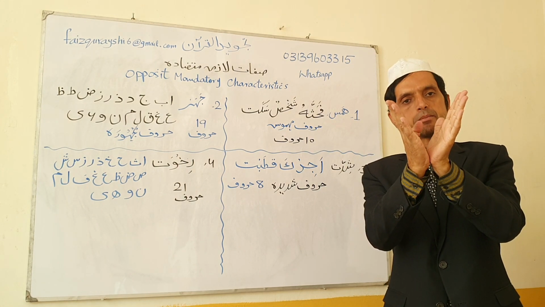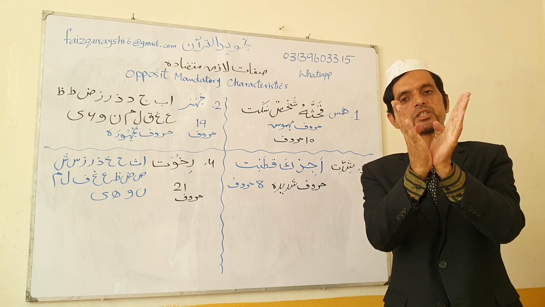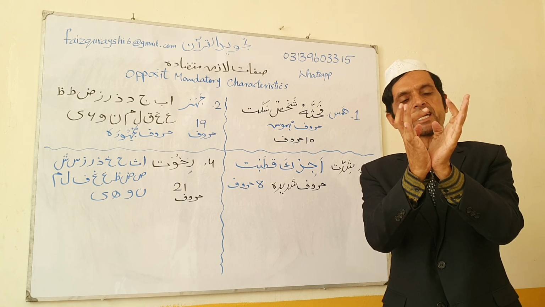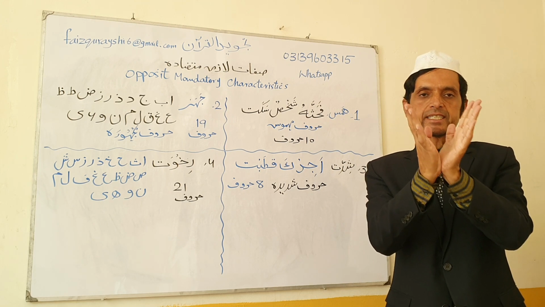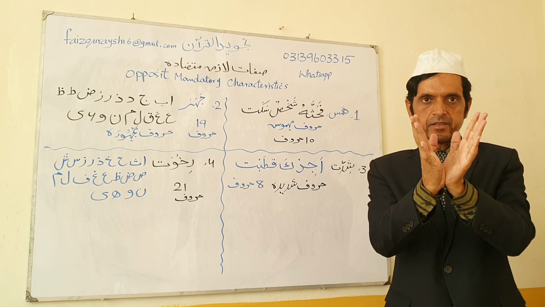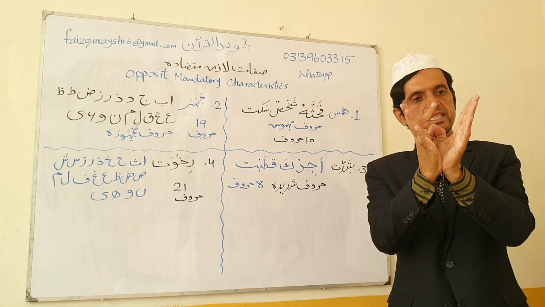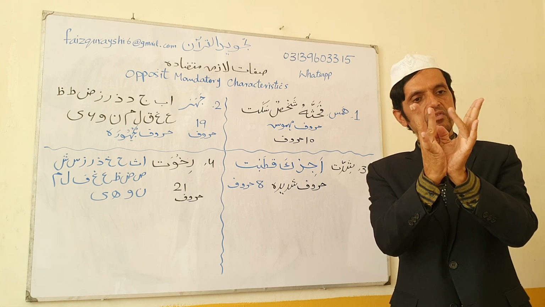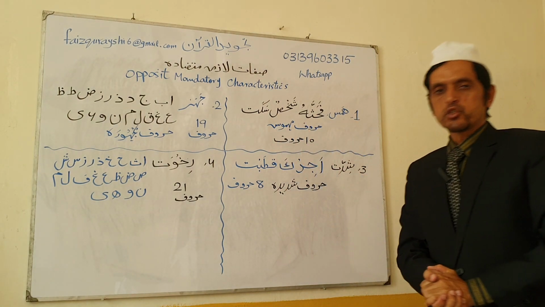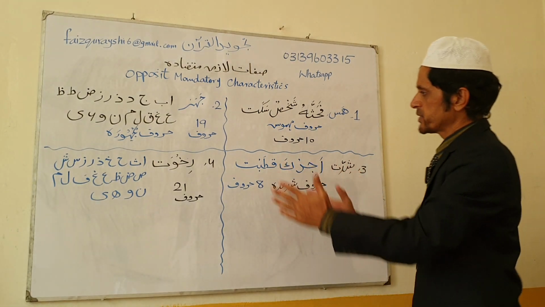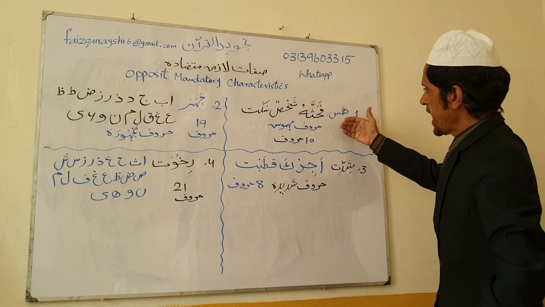The names of these characteristics are, for example: in one letter there will be hams, in the other will be jahar. So hams, jahar. In the other letter will be shiddat, in the other will be rikhwat. Isti'ala, istifal, itbaq, infitah, iflaq, ismat. So these are 10 characteristics, 5 are opposite of 5. I will teach you these 10 characteristics, and they will be opposite of each other, and in this class I will teach you just 4. So the first one is hams.